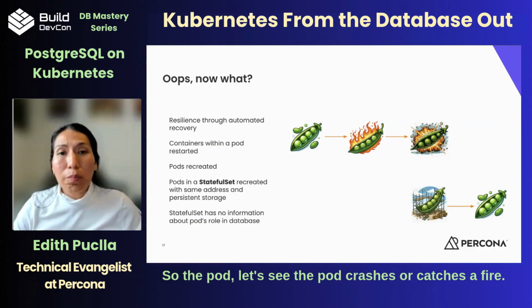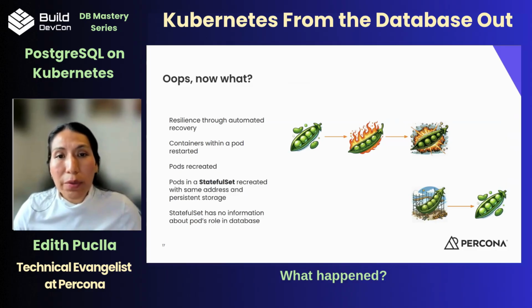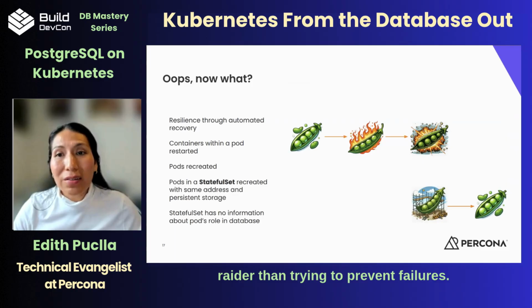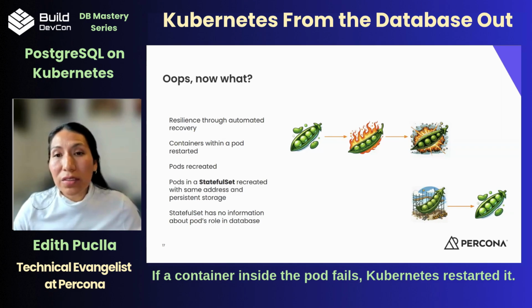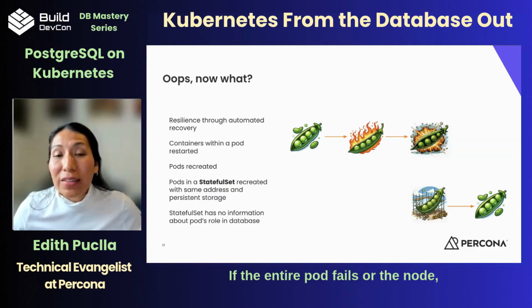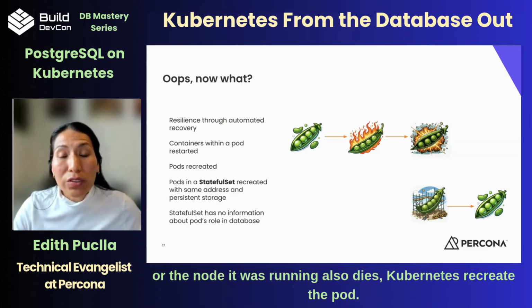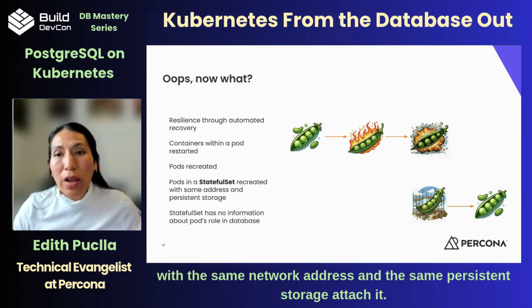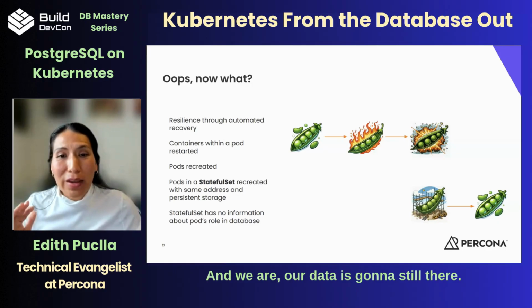So let's see the pod crashes or catches fire. What happens? Kubernetes is built around one idea: recover fast and automatically rather than trying to prevent failures. If a container inside the pod fails, Kubernetes restarts it, but just that container, not the whole pod. If the entire pod fails, or the node it was running on also dies, Kubernetes recreates the pod. And because we are using a StatefulSet, it comes back with the same network address and the same persistent storage attached. And our data is still going to be there.